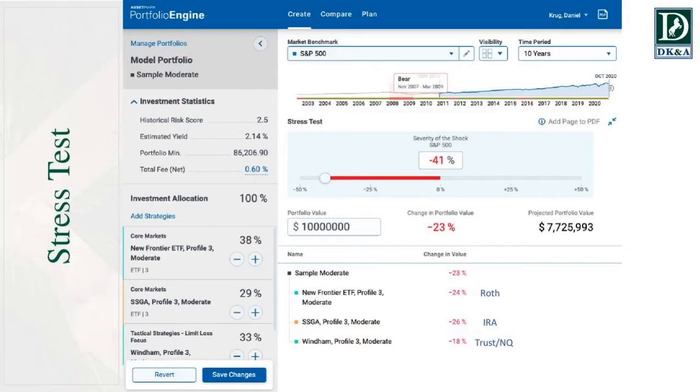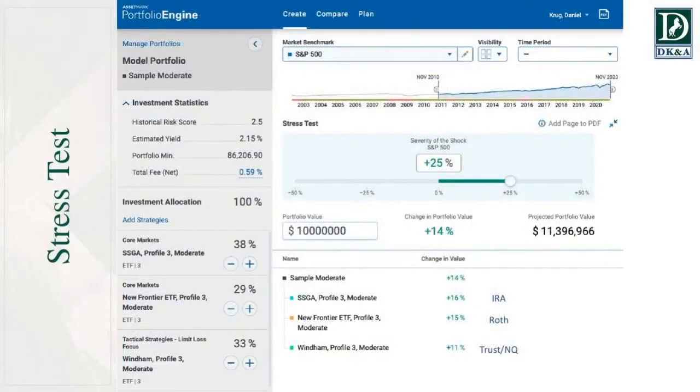Now, what about if the market is going up? So let's take a look at that. Well, if we slide the bar to a 25% gain in the S&P 500, how does the portfolio perform? Well, again, in this case, it's up 14%. All right, that's not bad for a moderate portfolio.